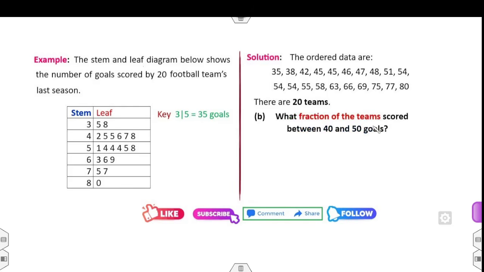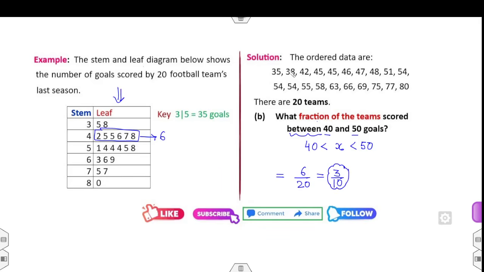What fraction of the items are scored between 40 and 50? Between is written here. That means 40 is strictly less than the score, strictly less than 50. If you look at the stem and leaf, all the 40s will count. How many numbers? 6. And less than 50, there is none. So what will the answer be? What fraction? 6 over 20. That means 3 over 10 is my right answer.